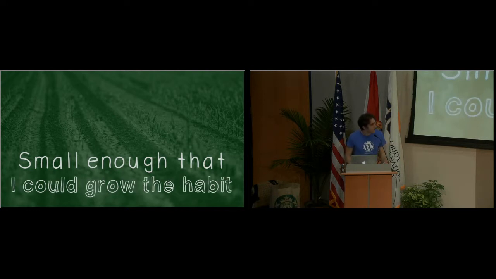And it was also small enough that I could grow the habit. And by that I mean, if it starts getting easy to write 100 words, you write 150. And then you add 50 and you add 50. And then you can even break it down after that. So let's say you're writing 300 words a day, you could write 150 for an article and 150 for, well, I'm a programmer, so for documentation, because documentation's important. But it's a lot of writing.